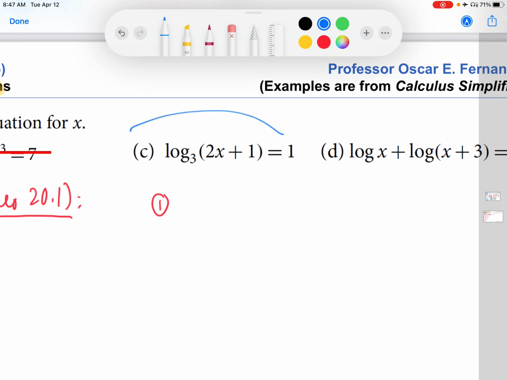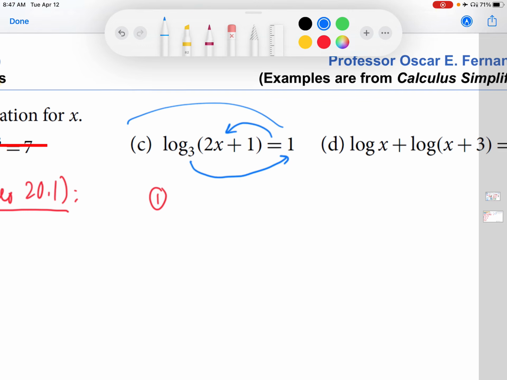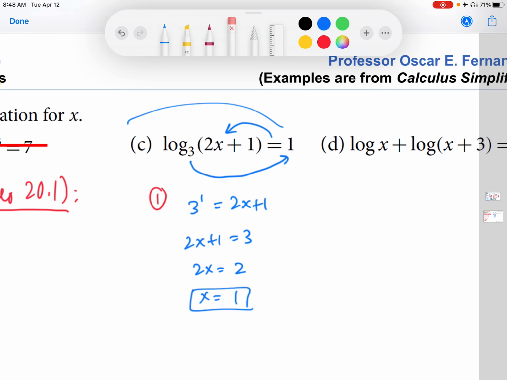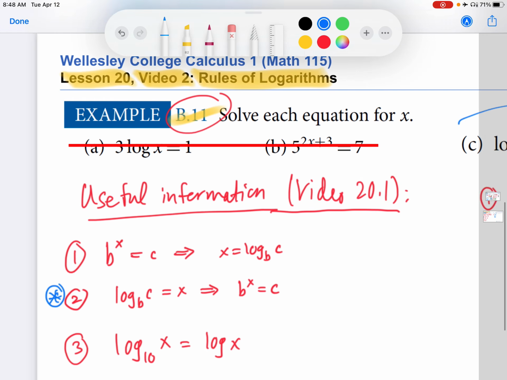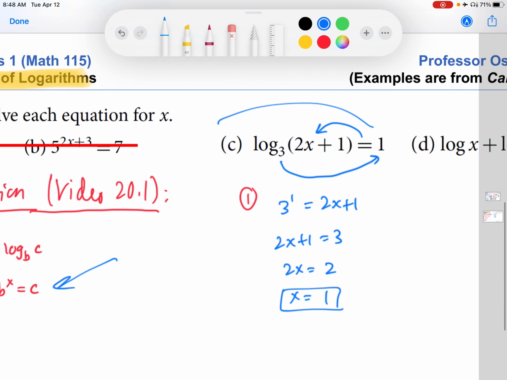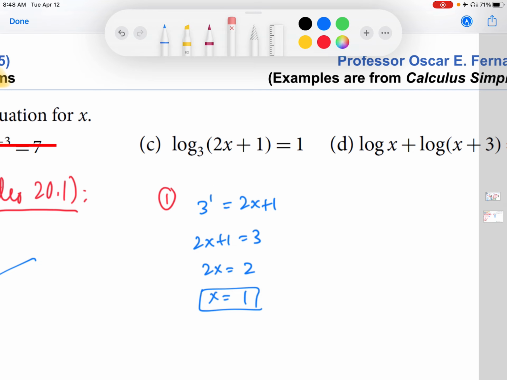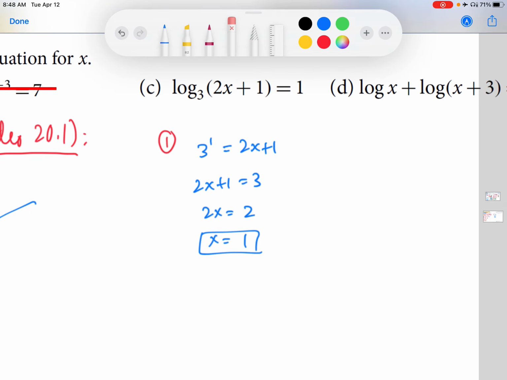So to apply that here, I would say 3 to the first equals 2x plus 1. And you can see that, just knowing that makes this a much simpler problem, because now I'm solving 2x plus 1 equals 3. I subtract 1 from both sides, I divide by 2, and I get x equals 1. So that was a very quick algebra problem after knowing this fact and understanding how to apply it in practice. Great.